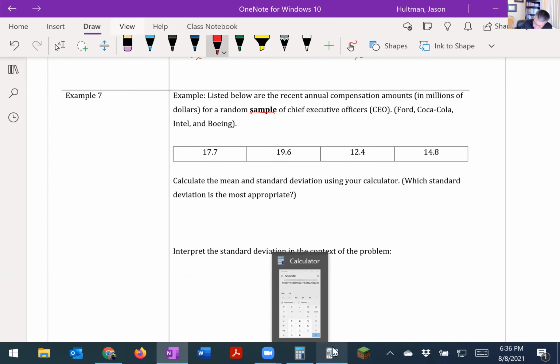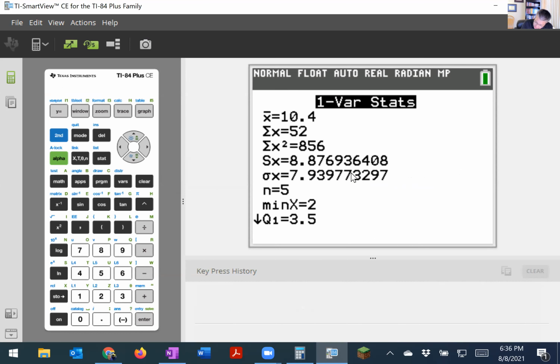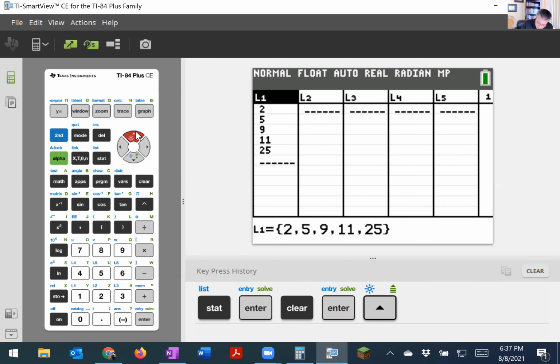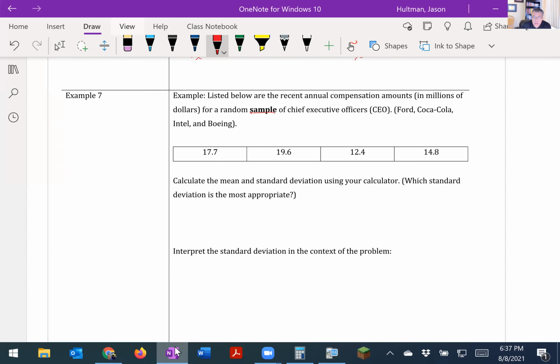Okay, let's put my calculator here. I'm going to clear my key press history. I'm going to go to stats, edit, arrow up, and then hit clear and enter. Okay, so I cleared that. Let's go back to my notes: 17.7, 19.6, 12.4, and 14.8.